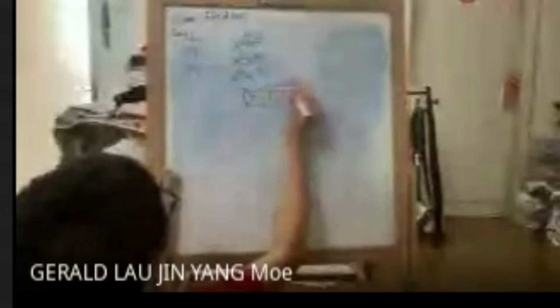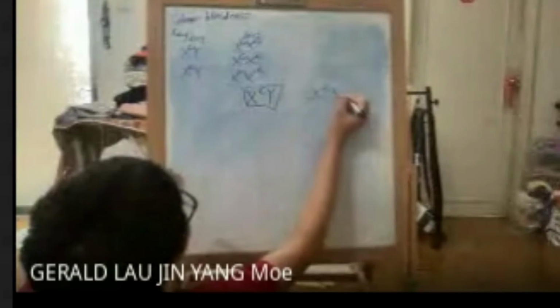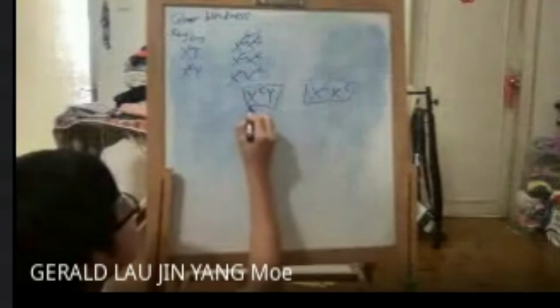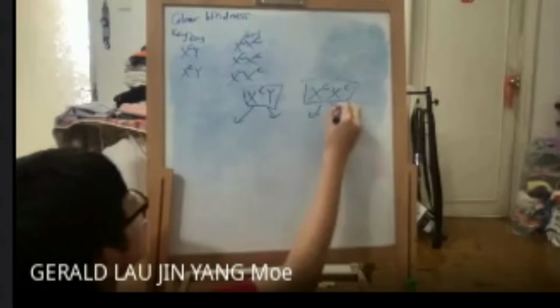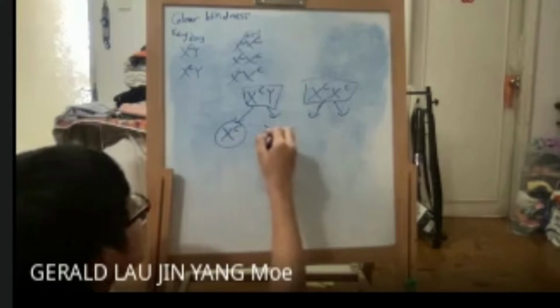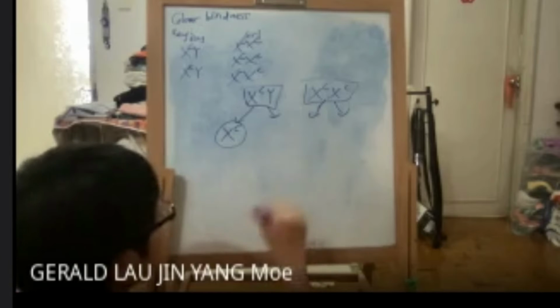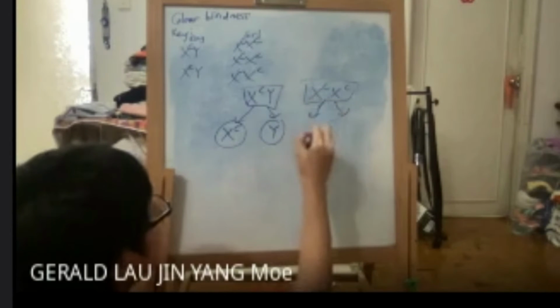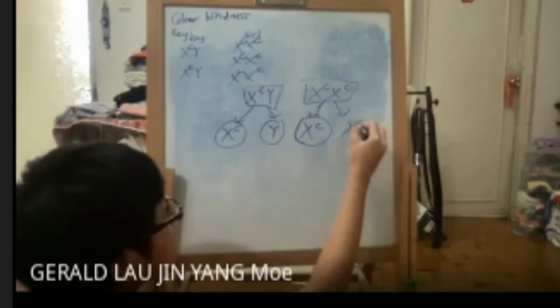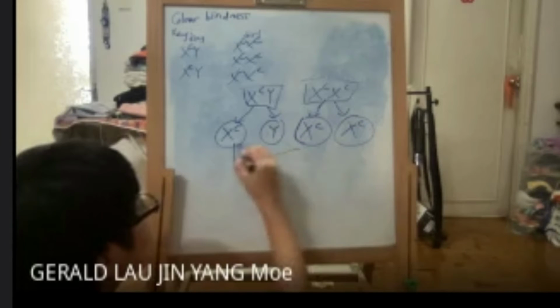What about the text example? Normal eyesight with a carrier. Normal with carrier. X capital C, Y. X capital C, X small c. Let's look at meiosis. My sperm normal, Y sperm, ovum normal, ovum with color blindness allele, fertilization.